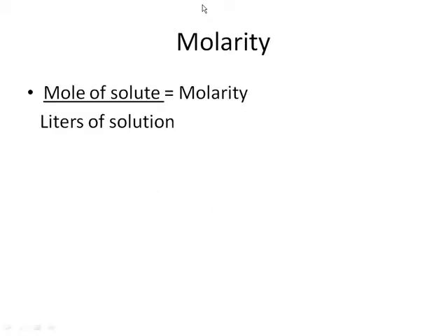The other concentration unit that we'll be dealing with is molarity. And molarity is defined as the moles of solute divided by the liters of solution. So molarity brings in moles for us.